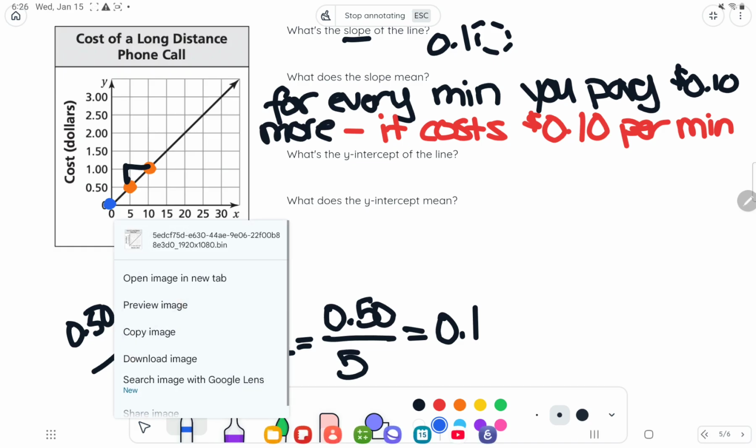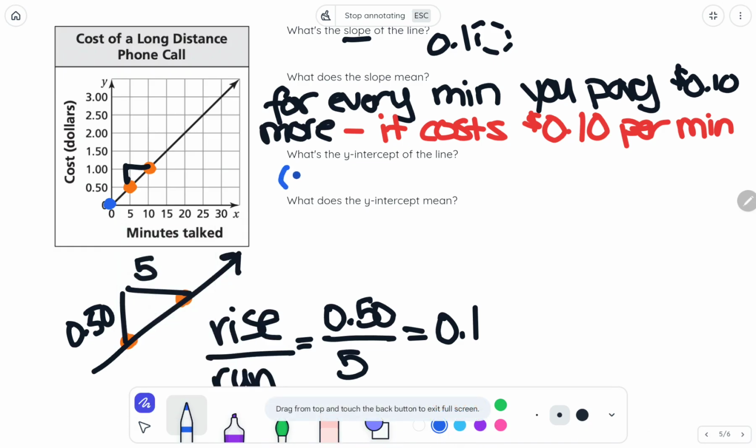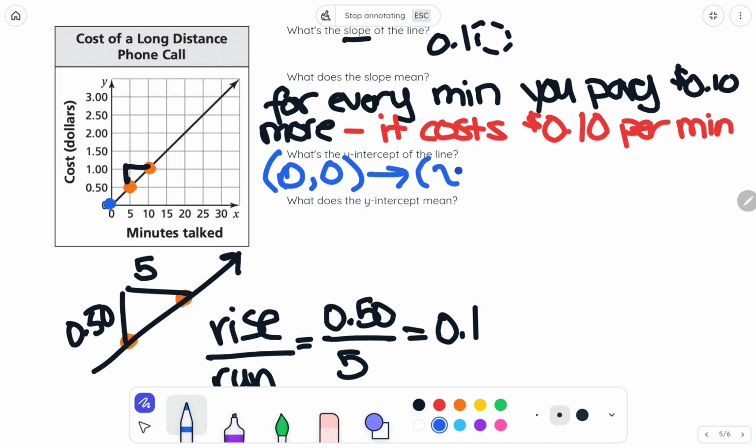So it crosses right at the point 0, 0. And what does that mean? Well, we know that this is an ordered pair in the form x comma y. So our x is 0 and our y is 0. That means that the minutes talked is 0 and the cost is 0. So we could just say that it costs $0 to talk for 0 minutes, and that makes sense.